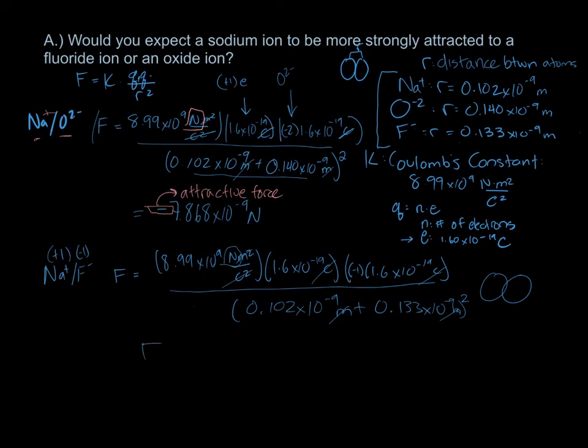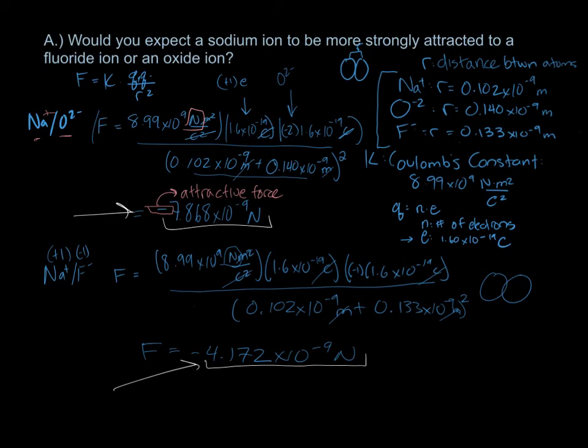So if you were to do the math here, plug it all into a calculator, you would get a number of -4.172 times 10 to the -9th newtons. So let's look at these two. We're looking at the two forces here and here. So the magnitude of this number is greater than the magnitude of this number, which means that the force of attraction between Na plus and O2 minus is greater than the force of attraction between Na plus and F minus.